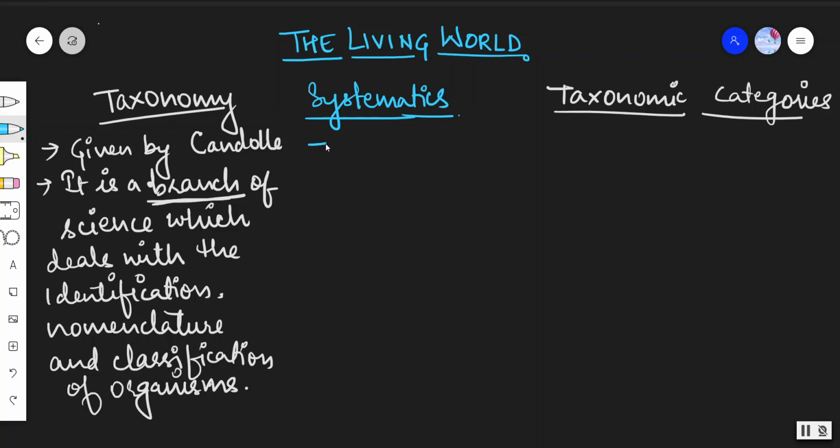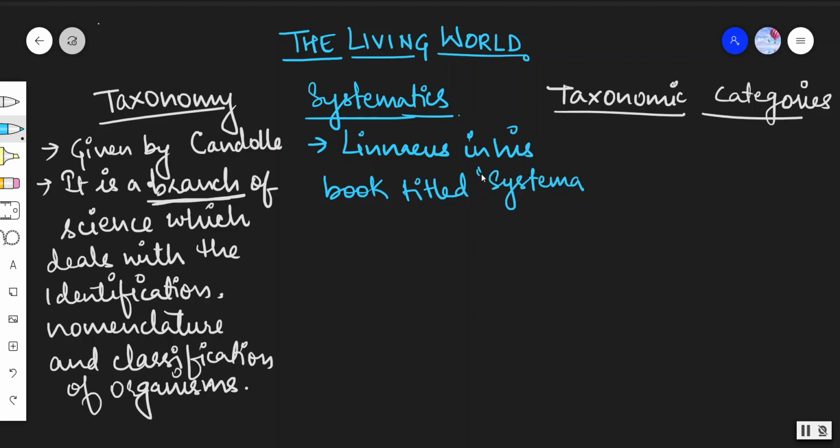Next comes systematics. The term systematics is given by Linnaeus in his book titled Systema Naturae. This is a book written by Linnaeus, and he used this term systematics for the first time in his book called Systema Naturae.